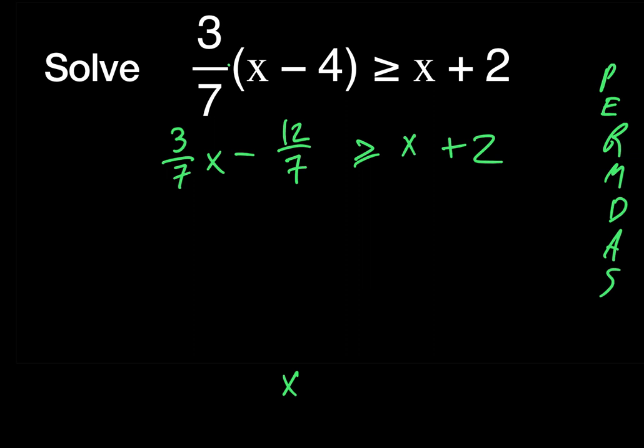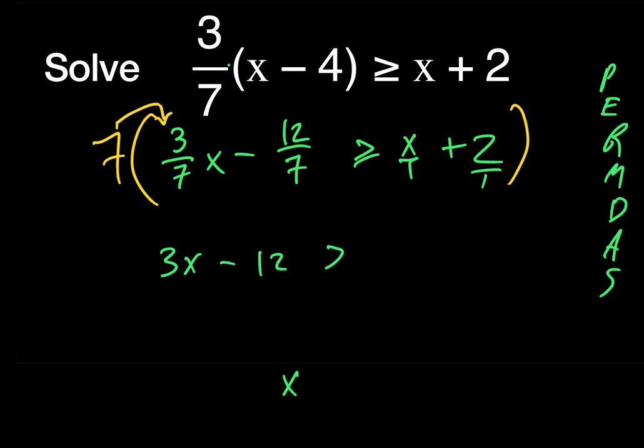And it's at this point that I usually look at this and say, especially for sevenths, I'm not a big fan of fractions. So if I want to eliminate fractions on everything, I'm going to multiply everything by the same denominator. The denominator here is 1, the denominator here is 1, so my common denominator is 7. And when I do that, 7 times 3/7, the 7's reduce, leaving me with 3x minus 12 greater than or equal to 7x plus 14. Now it looks a little bit more reasonable and manageable for me.